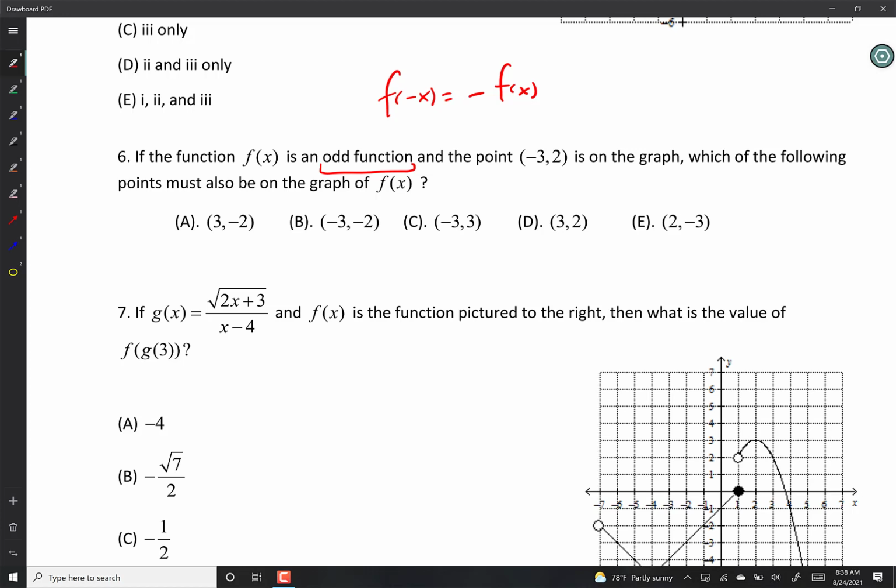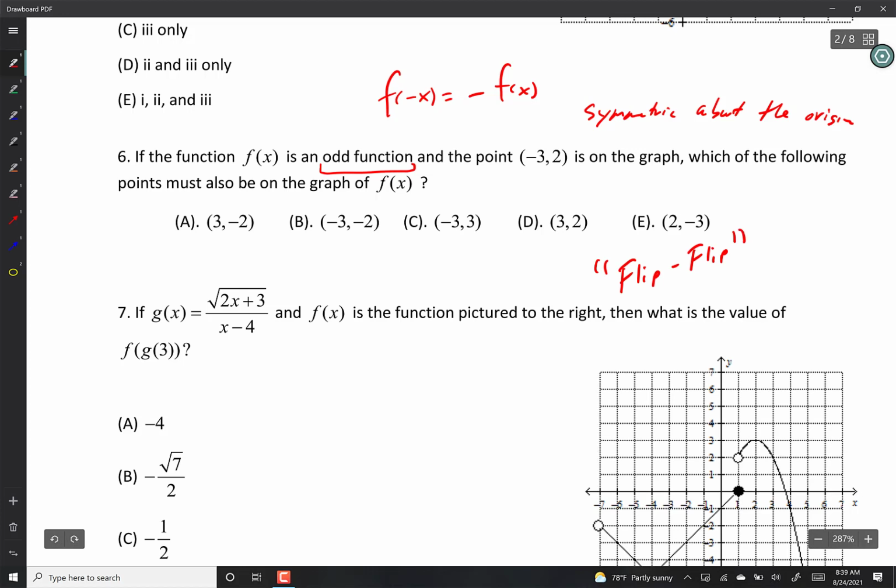Oh, it's the origin. Symmetric about the origin, guys. Travis, what does that even mean? That means something is rotated 180 degrees with respect to the origin. This is not official, but I guess you guys tend to like the unofficial names. Flip, flip. Don't go to a professor and say, oh yeah, flip, flip.